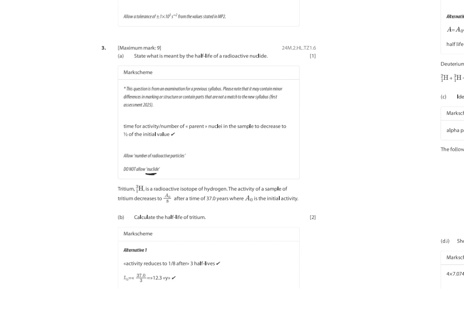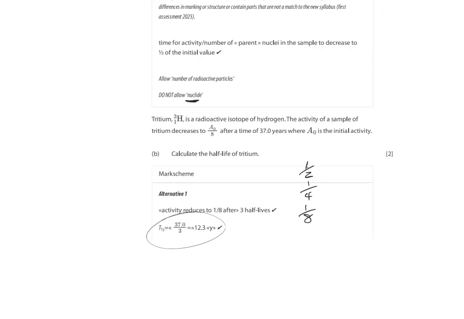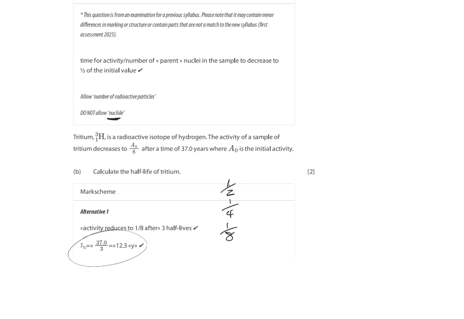It says the activity decreases to original activity over 8 after a time of 37 years. And then it says calculate the half-life of tritium. Well, 1 over 8 means that 3 half-lives have already happened. So we have half of a half is a quarter, half of a quarter is an eighth. So 3 half-lives have happened, and so 37 years is 3 half-lives. Then the half-life is 37 divided by 3, which is 12.3 years. So that doesn't even need the half-life formula.